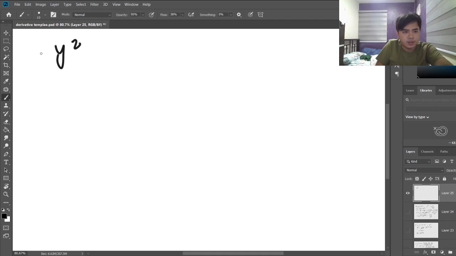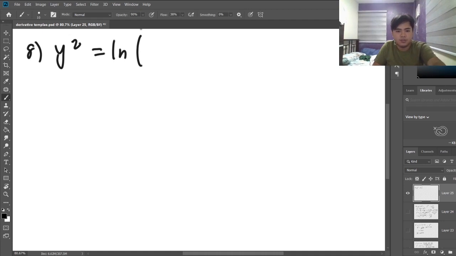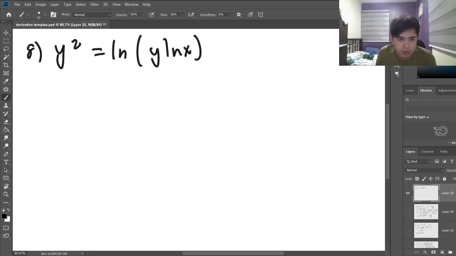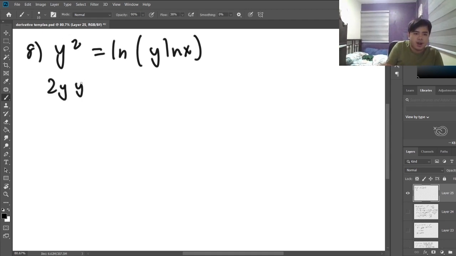This is number 8. y squared equals ln of y ln x. So this is another implicit situation. What we're going to do is find the derivative of both sides, just normally. The derivative of y squared is 2y times y prime, chain rule. The derivative of the right side is 1 over y ln x.